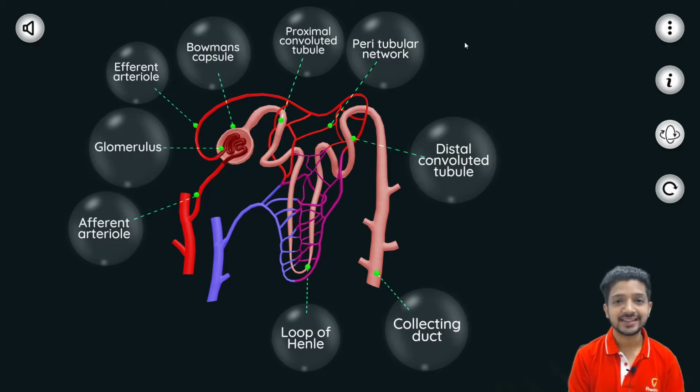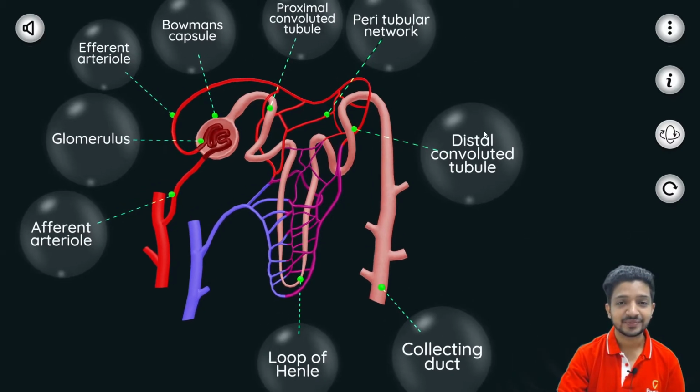Welcome to Practically. Today we are going to learn the structural and functional unit of kidney, that is nephron. So we all can see on the screen the 3D model of a nephron. Let us study different parts of it.